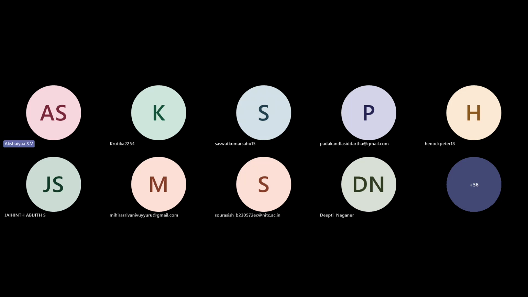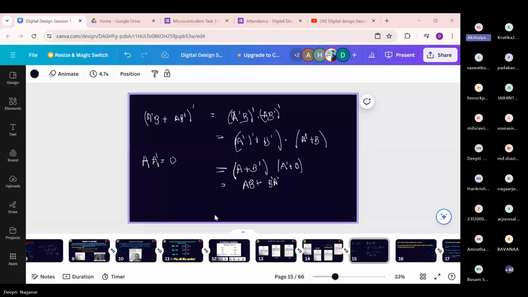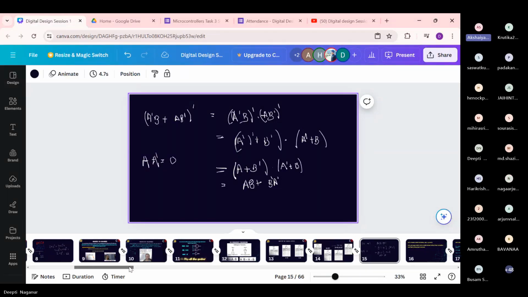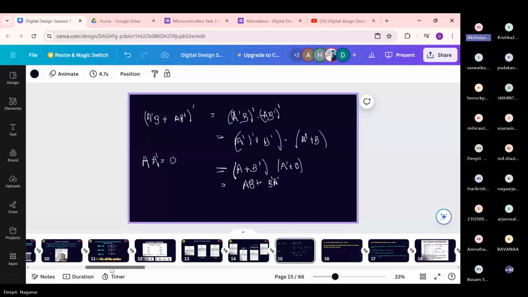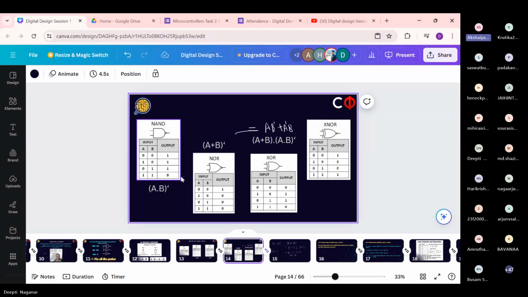There's a doubt. Should we always group two terms in 3D? No, you have to group in powers of 2. You can group two terms together, you can group four terms together. All of that is possible. Or you can group one term also, if there is no other term in the vicinity, like in the second example I showed you.